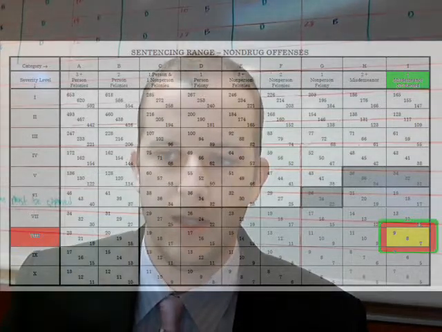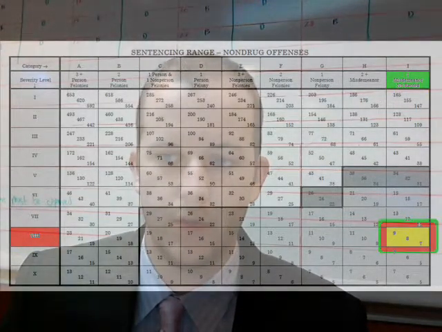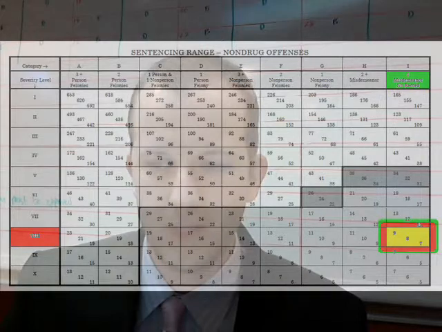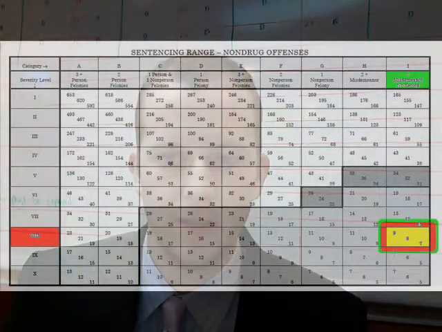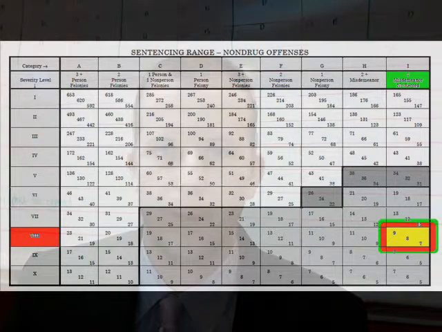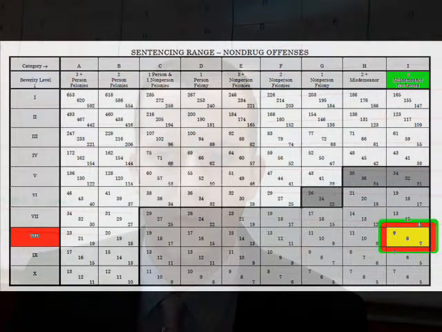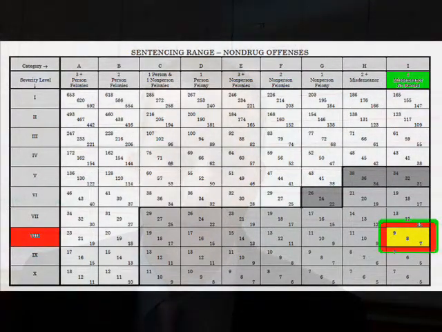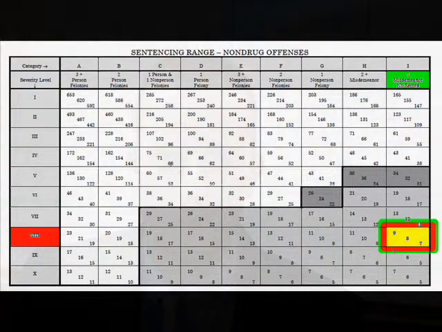The person would be looking at, in this highlighted box, anywhere from 7 to 9 months. And since they're in the lighter shade colored boxes, they are a presumptive probation. So they'd be looking at anywhere from 7 to 9 months presumptive probation.